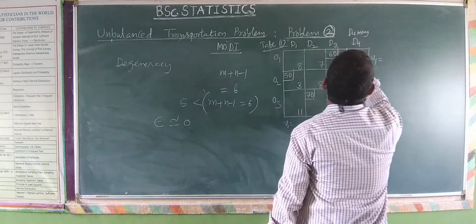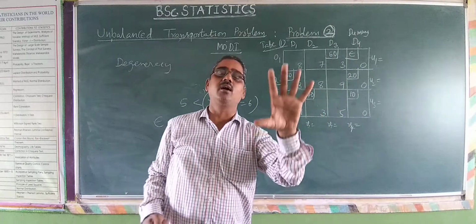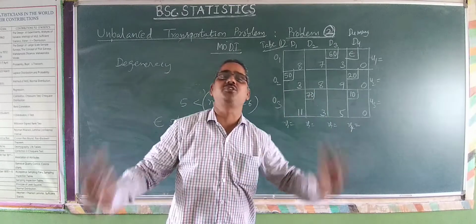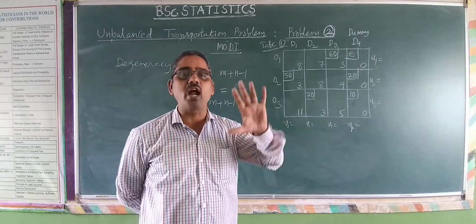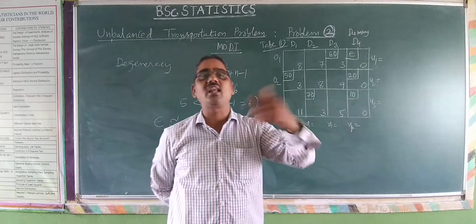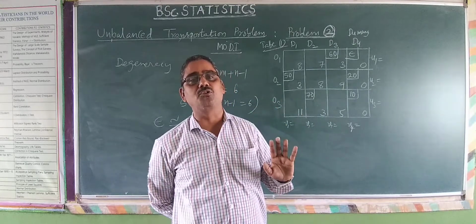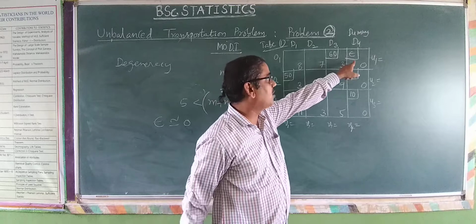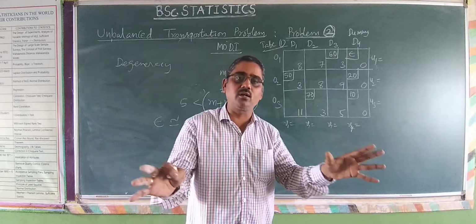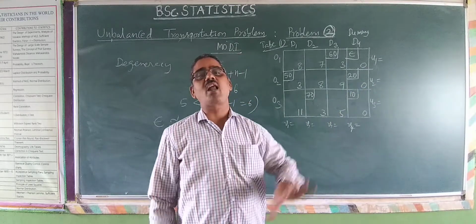Here you allocate epsilon. If the UiVj values have not been determined, then you have to change the position of epsilon to another cell. That is the procedure. Until and unless you get all the UiVj values determined, you have to keep trying, so that epsilon is considered such that all UiVj values have been determined.